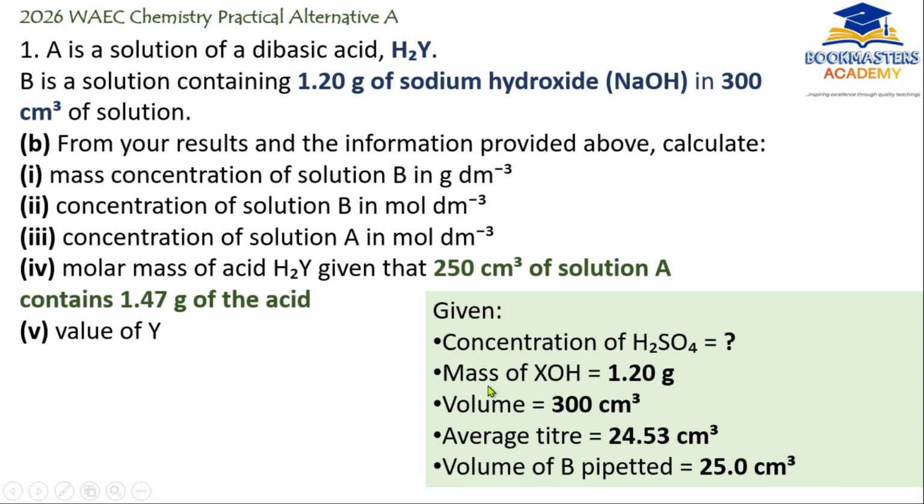We're not given that. We were given the mass of XOH, the base, in 300 cm³. So this is the mass and this is the volume. An average titre as calculated is this. Pipette is 25 cm³. This value here was not given initially, although you should note in some questions they're going to give you this alongside the initial question. You would see the second question we'll be solving would do this, but for this question, let's follow accordingly.